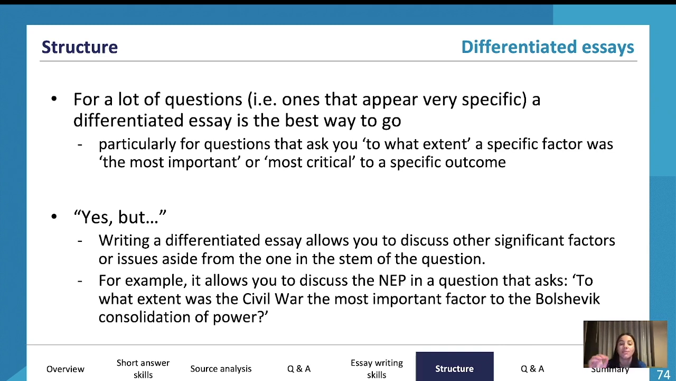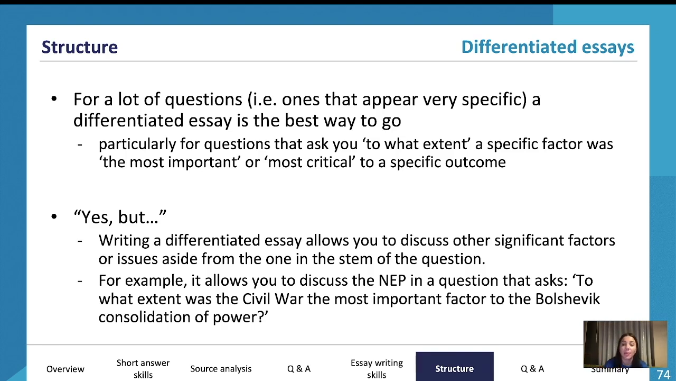I've never seen where they've given 2 differentiated essay questions, where they're very, very specific, and they're saying to what extent has this specific factor been the most critical to a specific outcome. I've never seen that. I've seen one where there's one differentiated essay question where it really suits that, and the other question is more suited just towards a general essay, talking in threes.